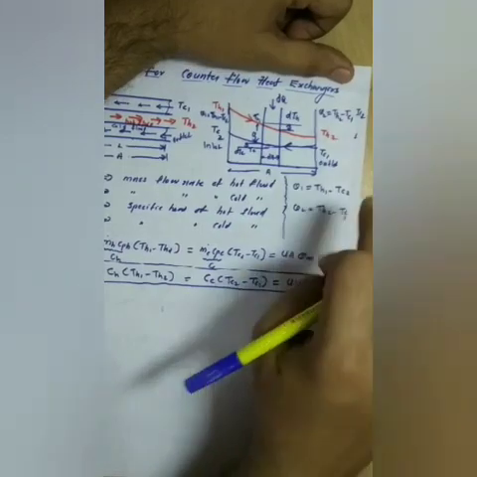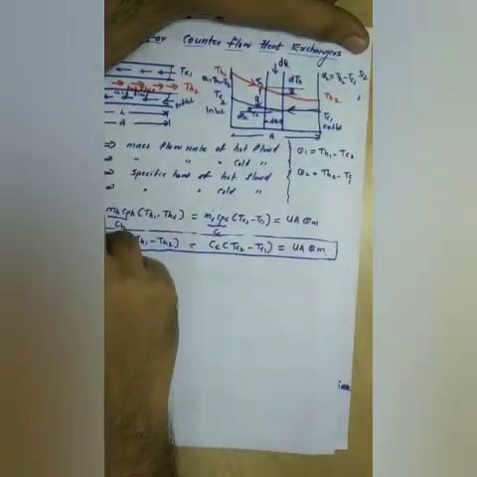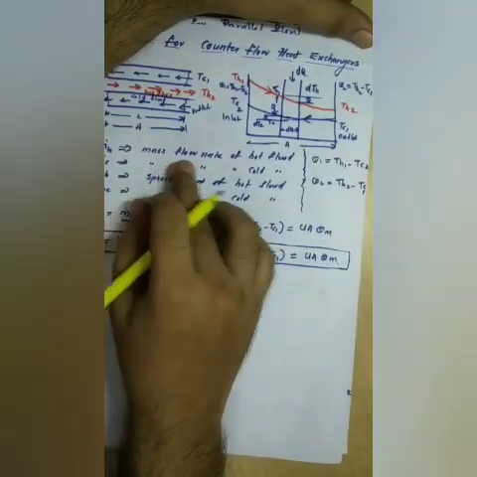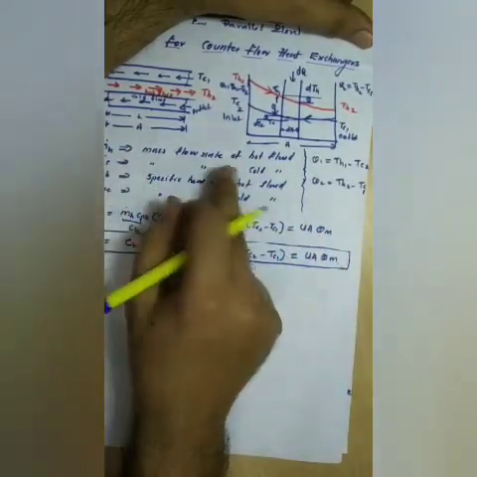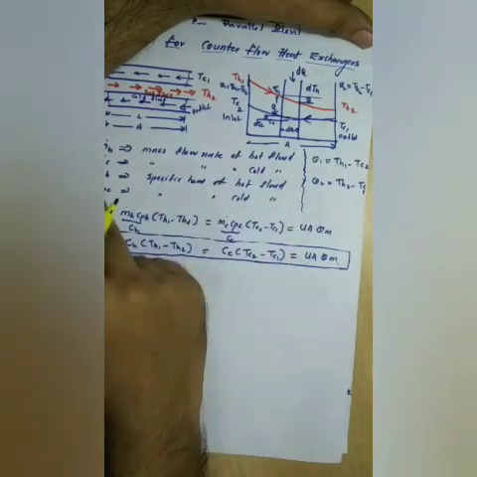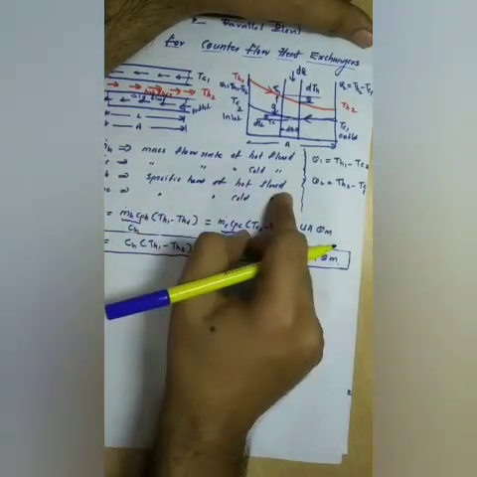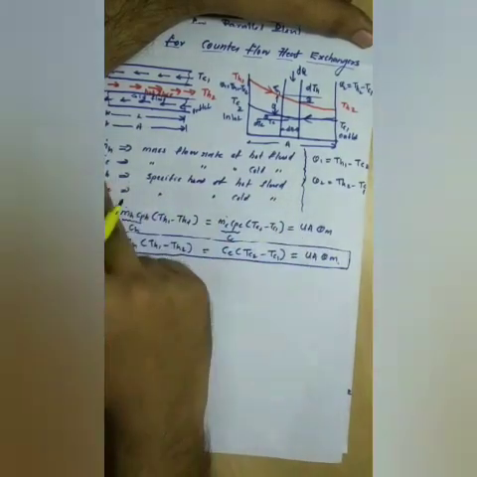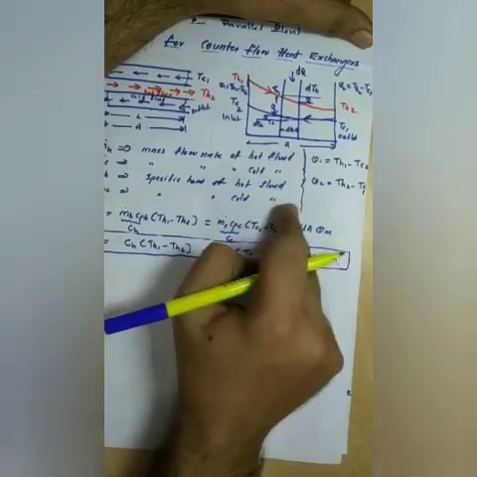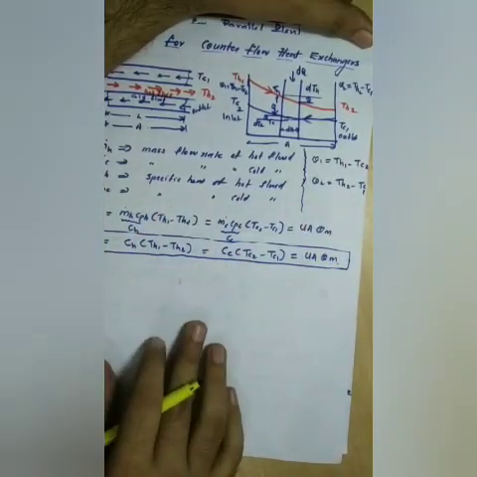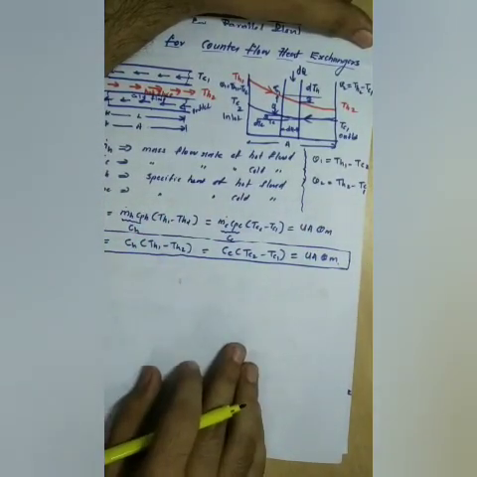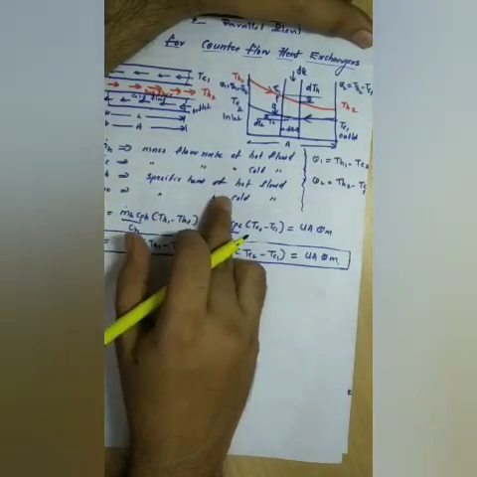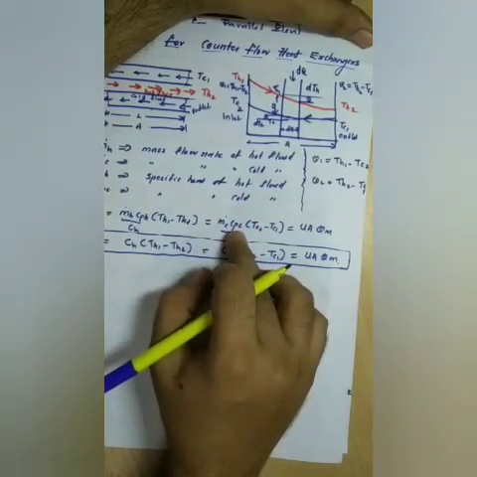Now m dot h, as we already discussed, is the mass flow rate of hot fluid, and m dot c is the mass flow rate of cold fluid. Cph is the specific heat of hot fluid, and Cpc is the specific heat of cold fluid. So we can apply the energy balance equation, that is, the heat liberated from the hot fluid is equal to the heat absorbed by the cold fluid.